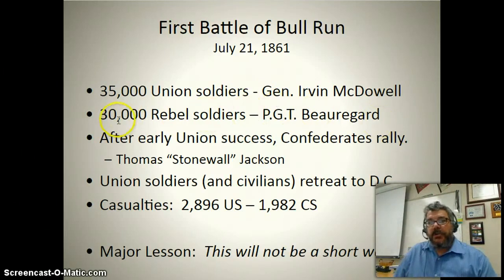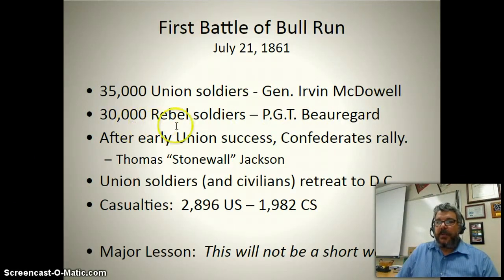When those additional rebel troops show up on the scene, it's going to really tilt the balance in favor of the Confederacy. At the end of the day, the Union soldiers will be sent scurrying back to the Capitol in really a disastrous defeat for the Union and for Lincoln in this first battle of the Civil War.